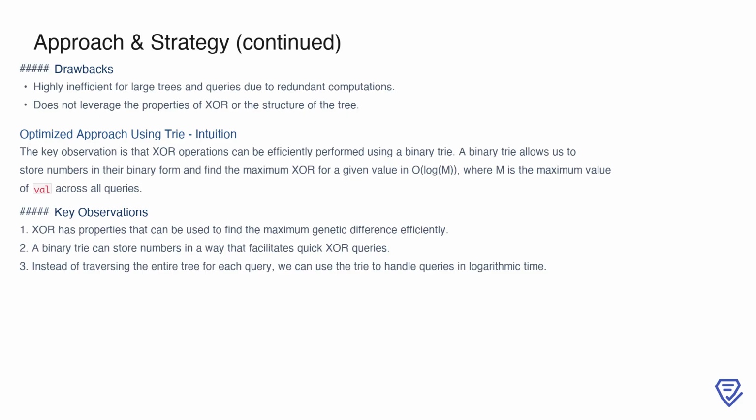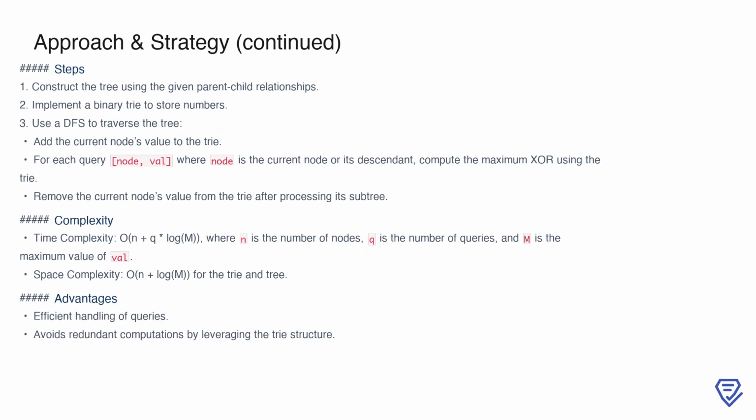By combining the tree structure with the tree, we can process queries in a way that avoids the inefficiencies of the brute force method. To implement the optimized approach, we start by constructing the tree based on the given parent-child relationships. Next, we build a binary tree to store numbers in their binary representations. The algorithm then performs a depth-first search on the tree.